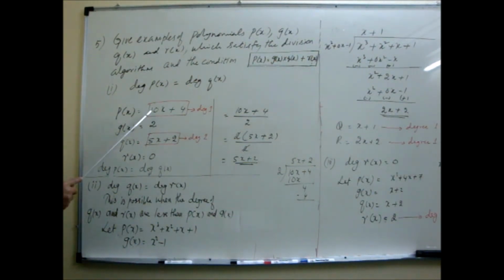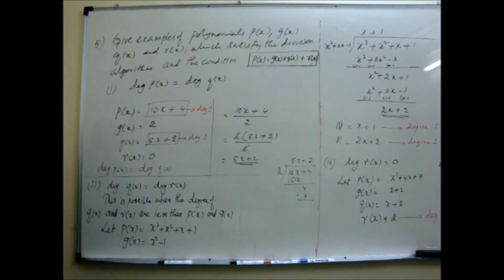So you take any polynomial, let it be a quadratic polynomial. Always take the divisor as a constant polynomial. Your quotient will have the same degree as the dividend has. This is what the example question is asking for. Let's move to the next question.